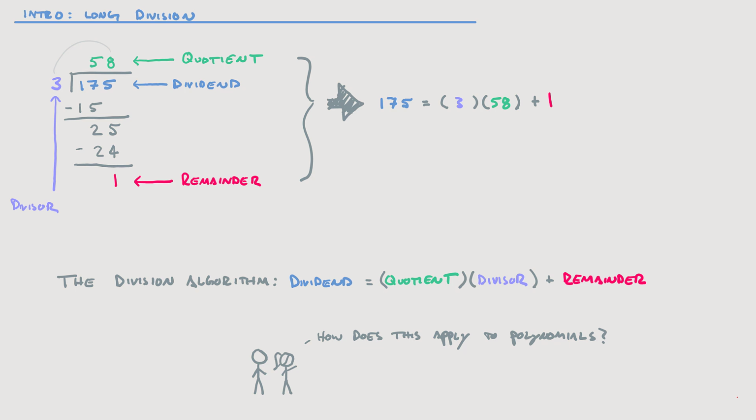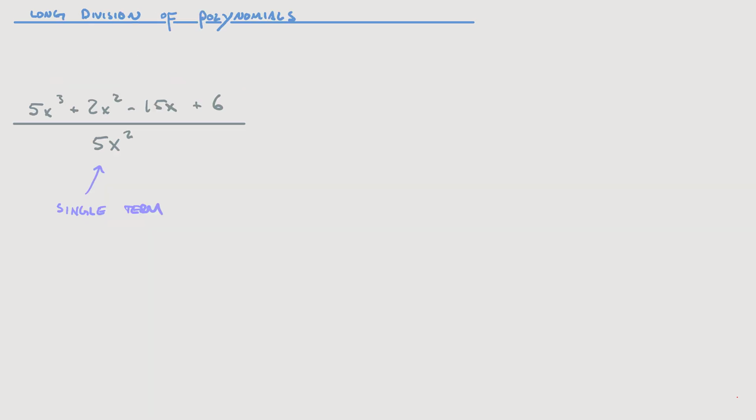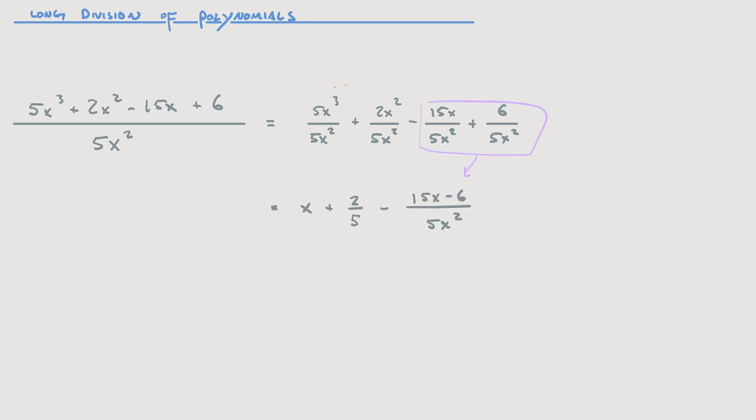Okay, now you might be asking, how does this apply to polynomials? What is the point of refreshing our memory on this? Well, polynomials are almost exactly the same insofar as division. The only thing that's different is when you divide by a monomial, which is a single term. Anytime you have something like this, just immediately apply that denominator to all pieces of your numerator and then simplify them. 5x cubed divided by 5x squared, the 5's cancel, x cubed divided by x squared is just x. 2x squared divided by 5x squared is just 2/5. And then these don't actually simplify at all.